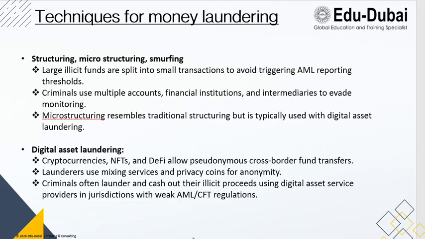So through structuring and smurfing, he was able to convert the $1 million cash he earned through drug selling into legitimate money. This is called structuring, smurfing. So we can split large illicit funds into small transactions and avoid the AML reporting threshold.